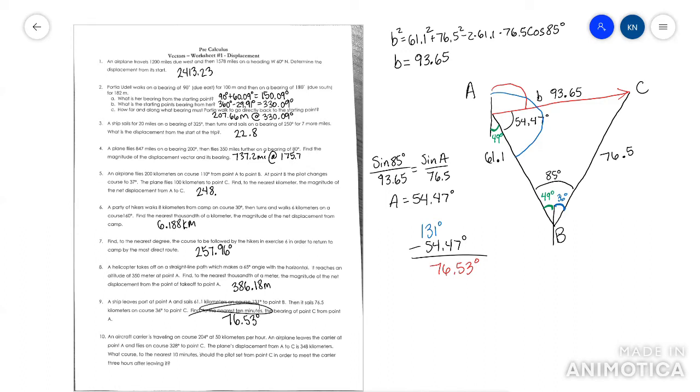Ignore the nearest 10 minutes part. This problem used to have degrees, minutes, seconds, but we took it out and we changed the numbers. So ignore the 10 minutes part.